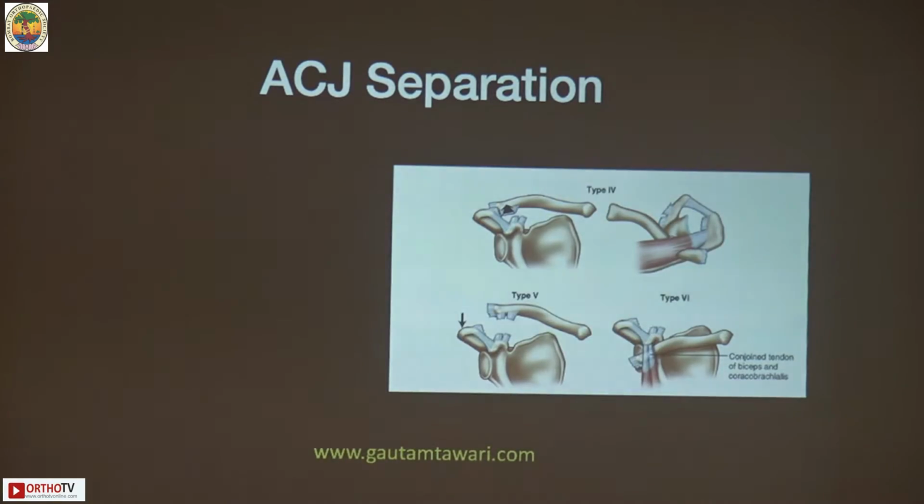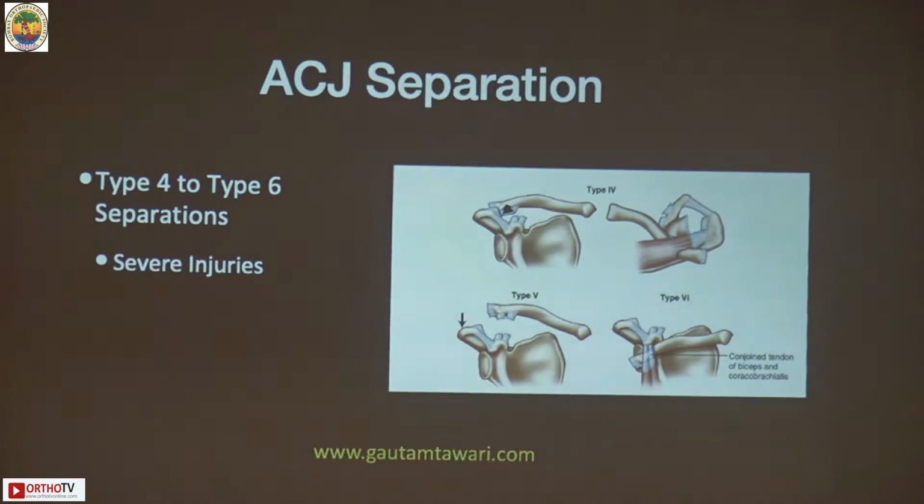Type 4, type 5, type 6, these are severe injuries. They more often than not require surgical treatment unless you cannot treat the patient immediately. Because of the severity of the injury, you often find associated injuries with these kinds of fractures. So look out for them.